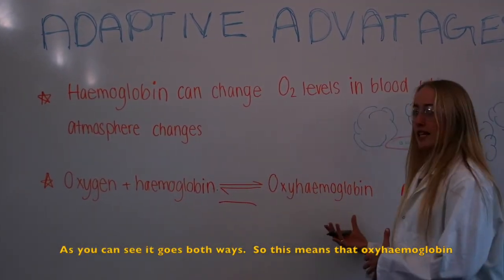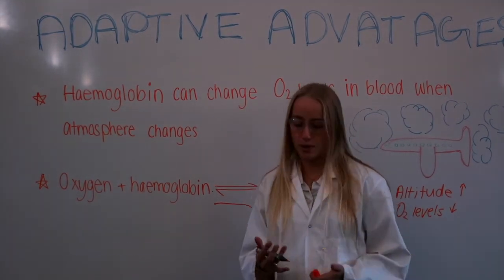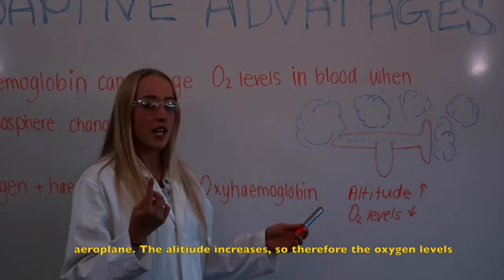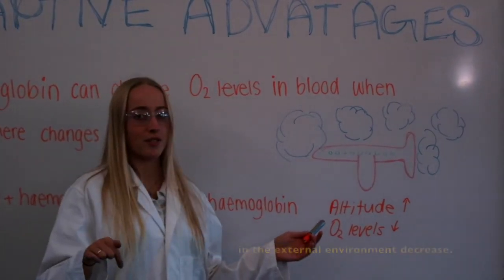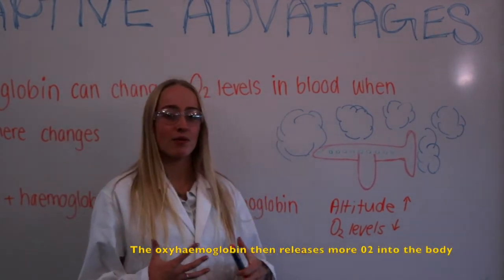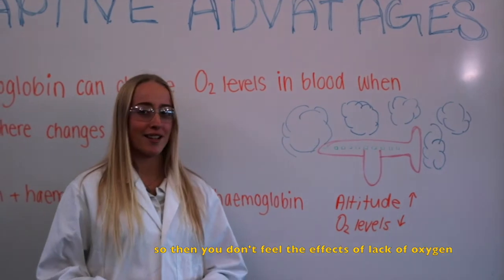So this means that oxyhemoglobin can break down the oxygen molecule, so then that can be used when the body needs it. An example of this is when you're in an aeroplane. The altitude increases, so therefore the oxygen levels in the external environment decrease. The oxyhemoglobin then releases more O2 into the body, so that you don't feel the effects of lack of oxygen.